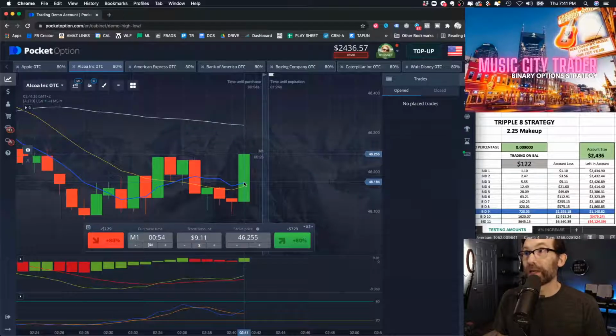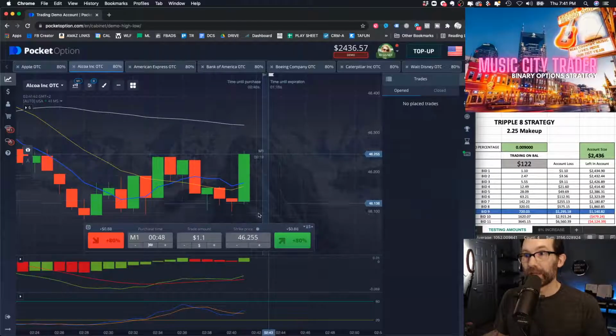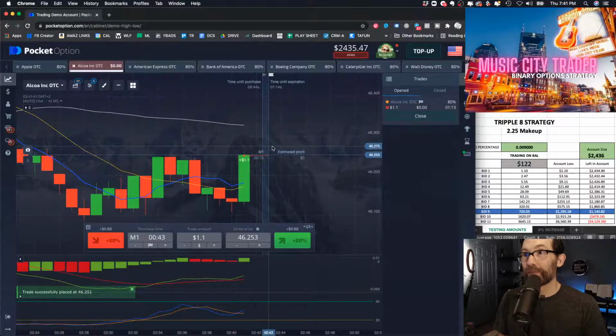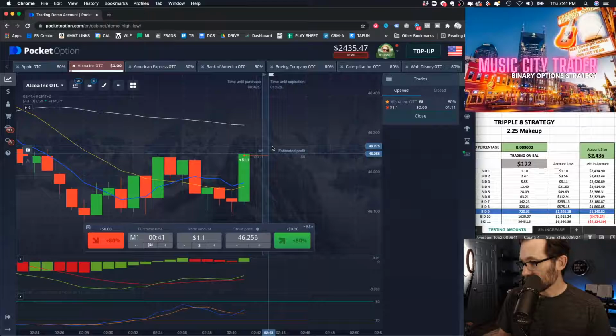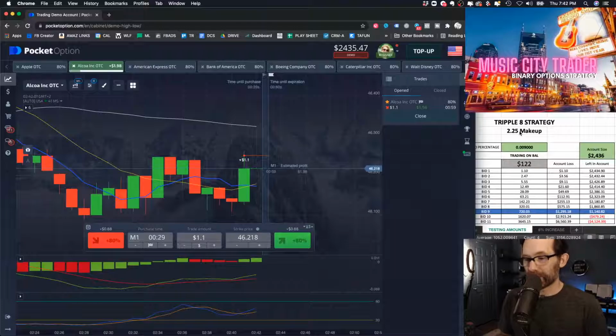And then I'm going to enter a trade for $1.10. I think this is going to be my first trade. $1.10, and it's green, green, green, so I'm going to go ahead and place a put there. Now, if I lose this put, I'm going to make up using a 2.25% makeup strategy, and then I'm going to go for 11 wins, and that's the game tonight. If I do that, then I will have increased my trading balance by 8%.